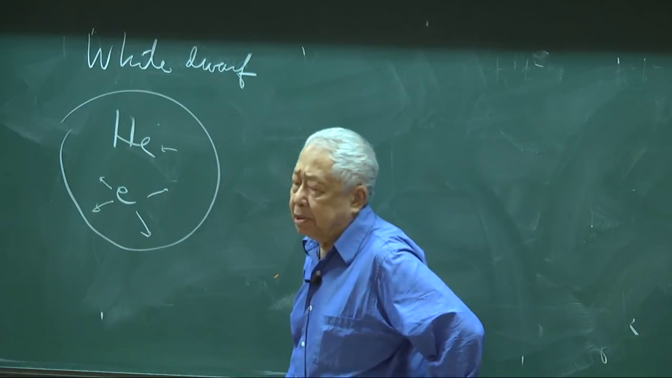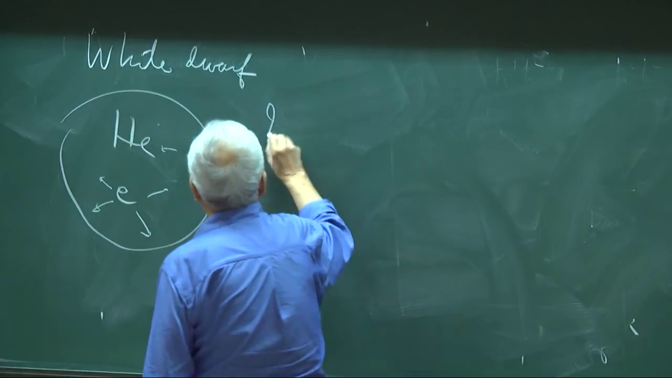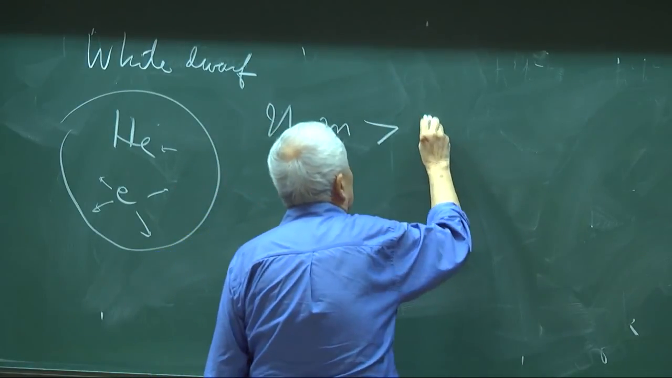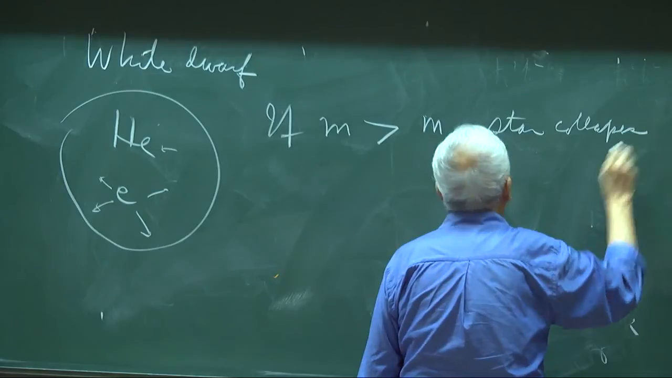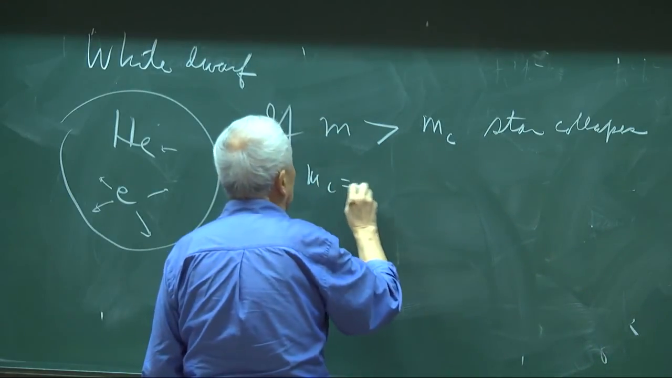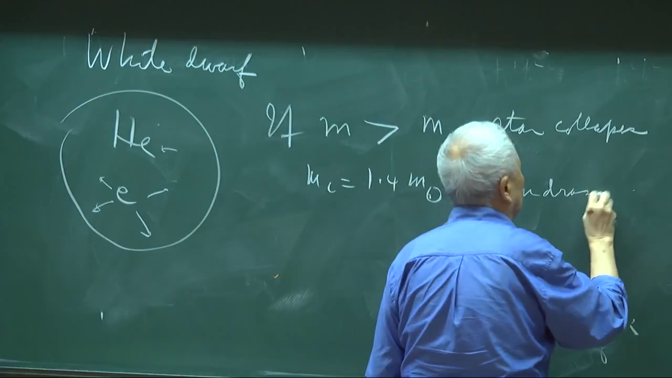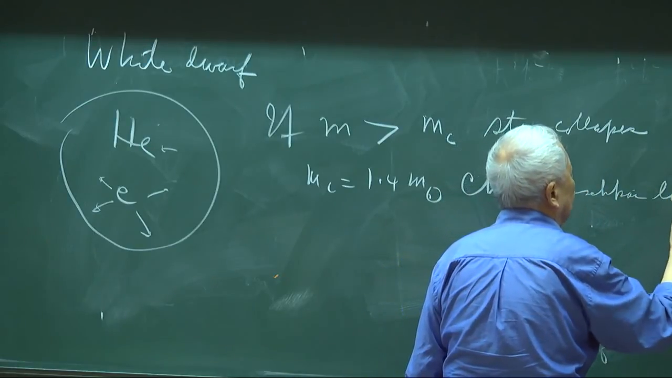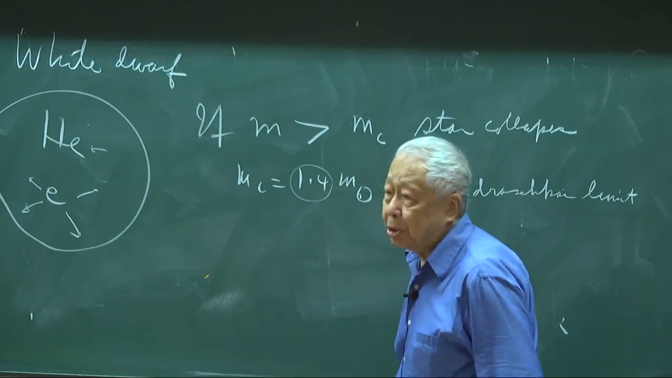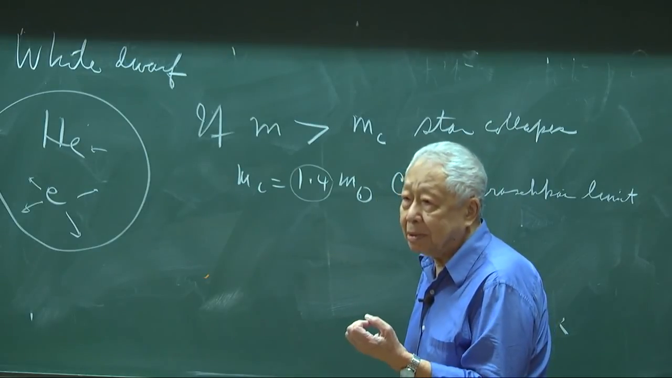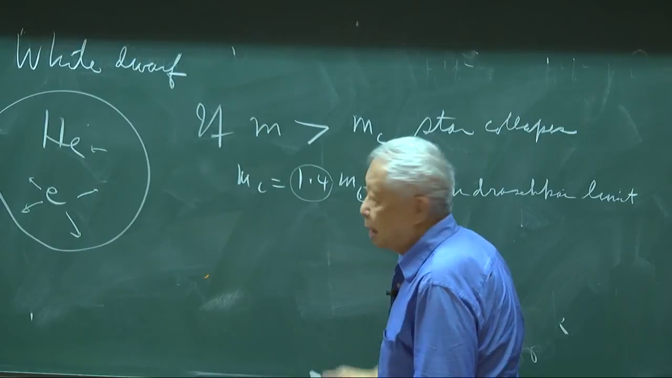Depending on the mass, the balance shifts towards one or the other. And if the mass is greater than M critical, the star collapses. And this M critical is about 1.4 times the mass of the sun. That's called the Chandrasekhar limit. This is a very interesting pure number. This pure number is a combination of Planck's constant, the velocity of light, the gravitational constant, and the actual mass of the sun.